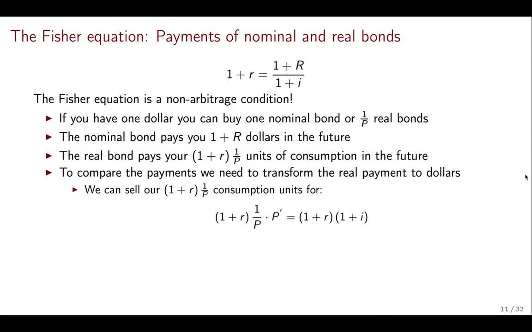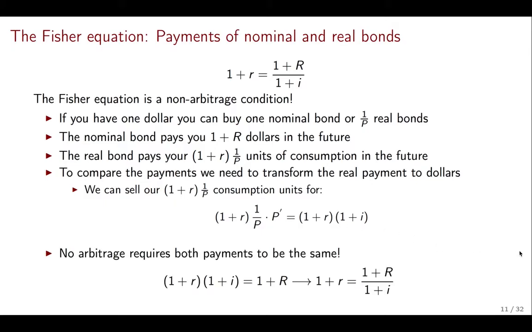So you can sell them at a price P prime. But then you get 1 plus r, this first term, times P prime over P, but that's precisely the definition of inflation. And so 1 plus r times 1 plus I, that is going to be the total return you get in nominal terms for holding a real bond.